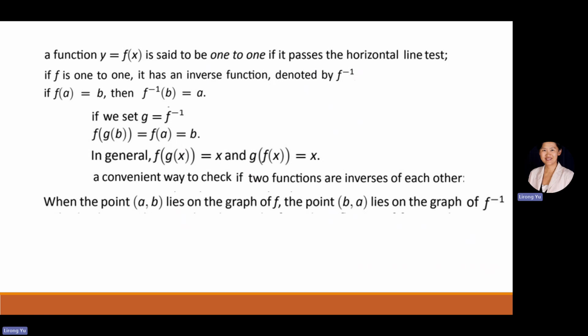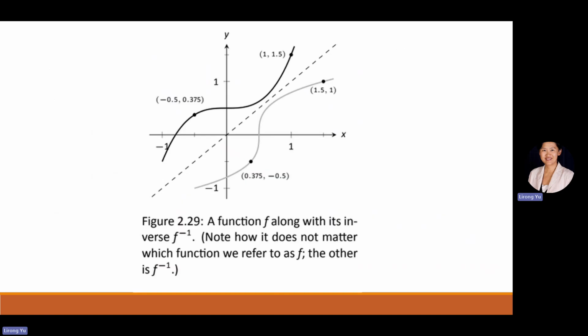Visually, they look symmetrical. Just like on the graph, I have 0, 1, and over here you have 1, 0. It's symmetrical about the line y equals x. All right. I did draw the graph before for the exponential function. This is another example. The solid line is the original function f, and the gray curve is the inverse. You can see they're symmetrical about y equals x.